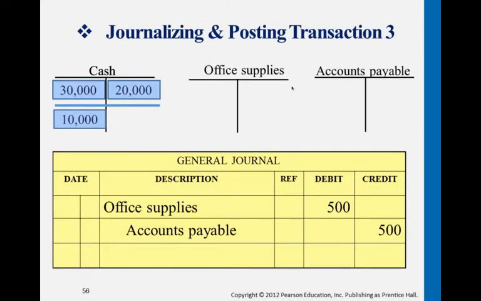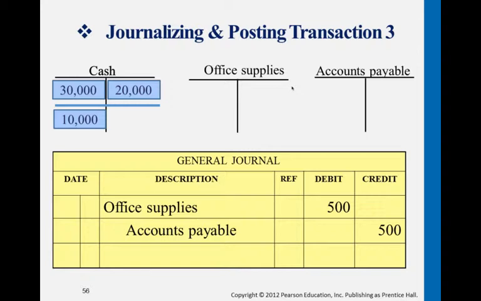Okay, another example here. You see office supplies, you see accounts payable. What does this mean? We owe money, $500, specifically because we purchased office supplies, but we have not yet paid cash. So we have accounts payable liability. But at the same time, we have increased assets value $500.